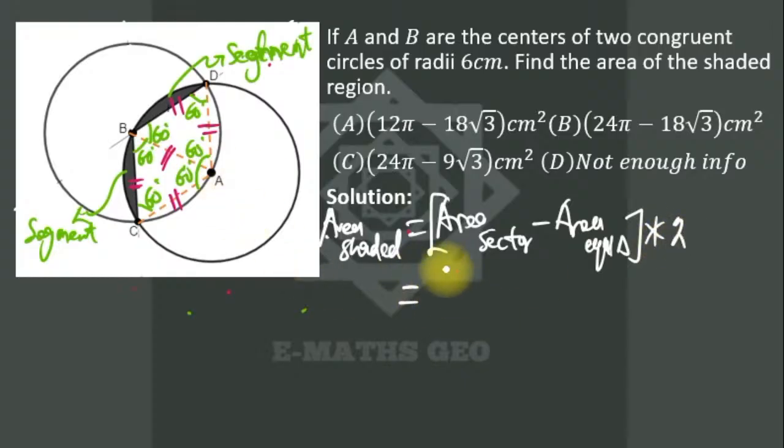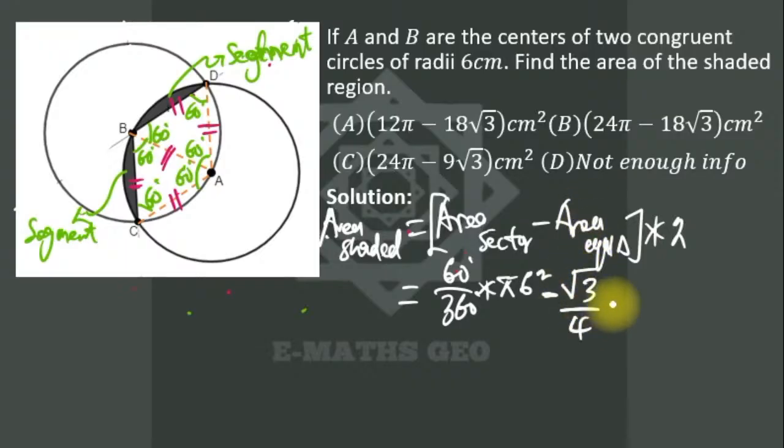So the area of the sector is theta, which is 60 over 360 times pi. The radius is 6, so 6 squared, minus, we have a special formula for the area of an equilateral triangle, which is root 3 over 4 times the side squared. The side is 6, so times 6 squared, all multiplied by 2.